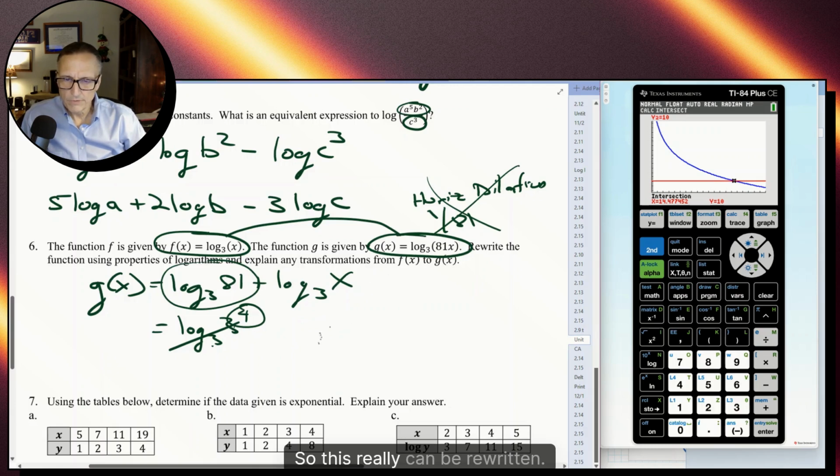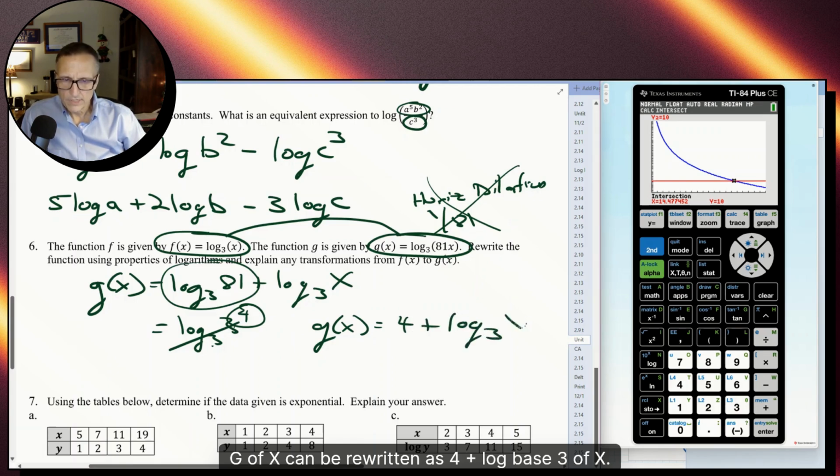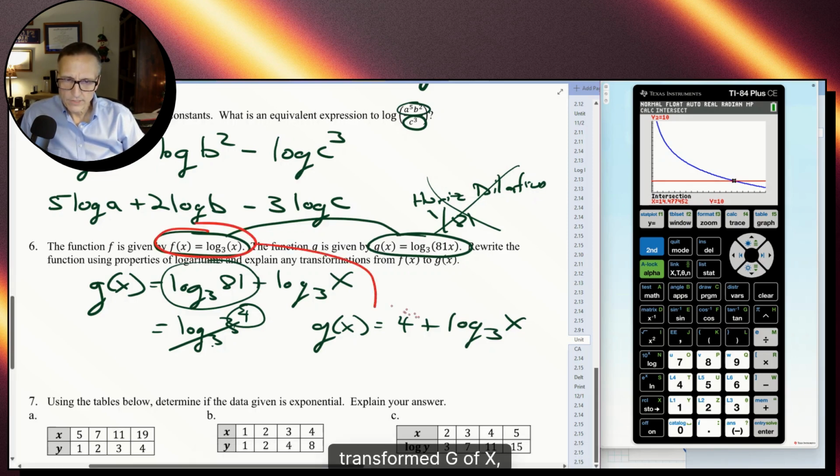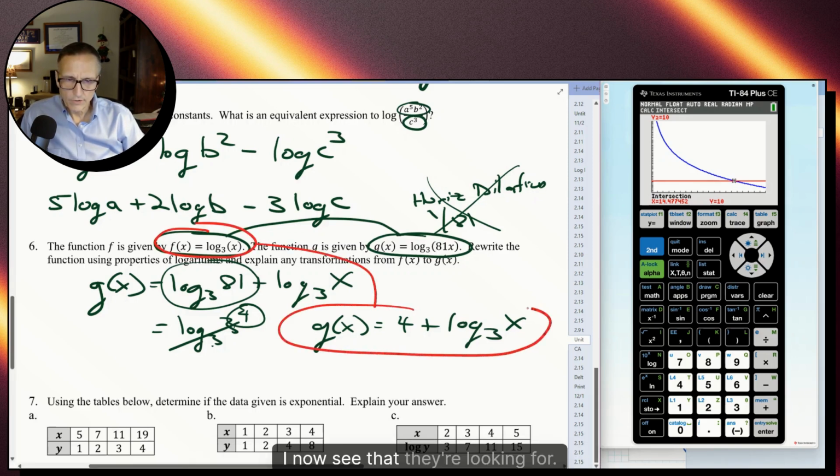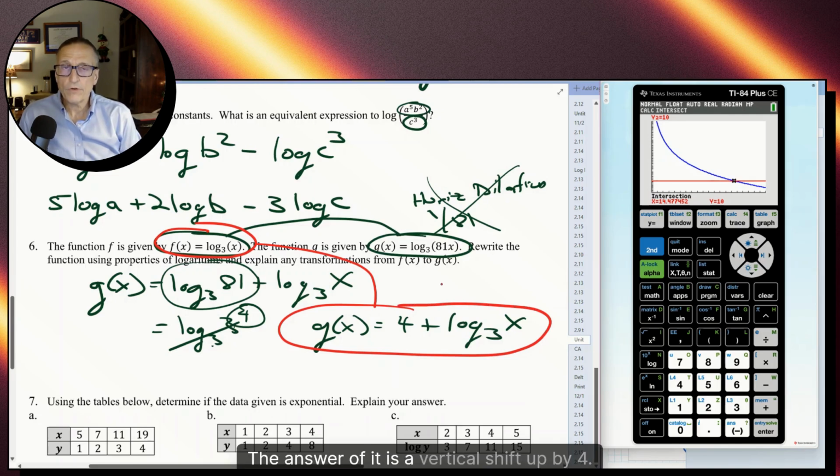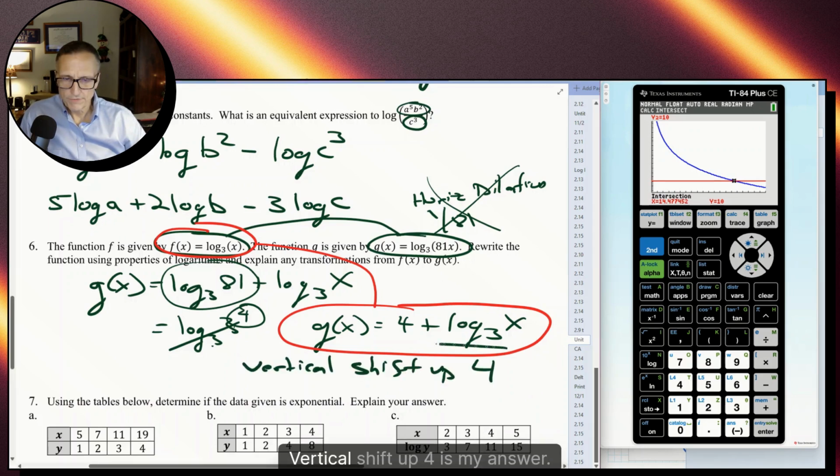So g of x can be rewritten as 4 plus log base 3 of x. Now when I compare my f of x function to the transformed g of x, I see that they're looking for the answer of a vertical shift up by 4. So that would be my answer here. Vertical shift up 4 is my answer.